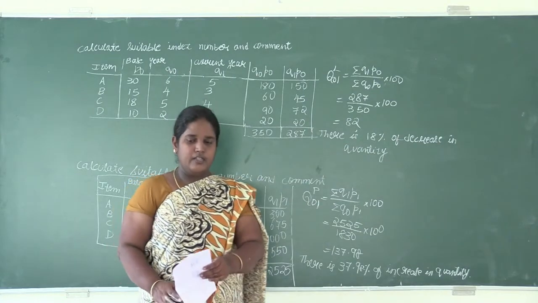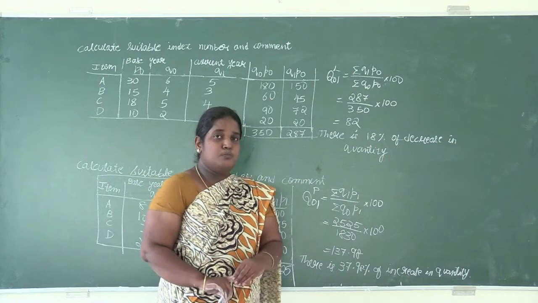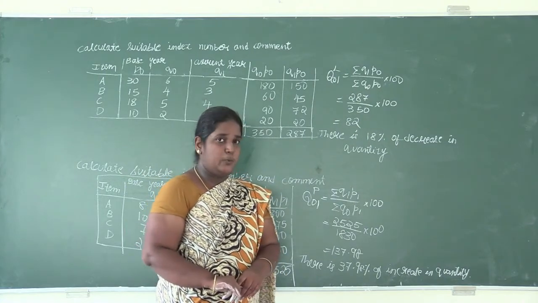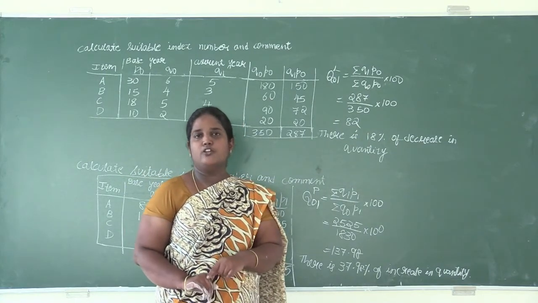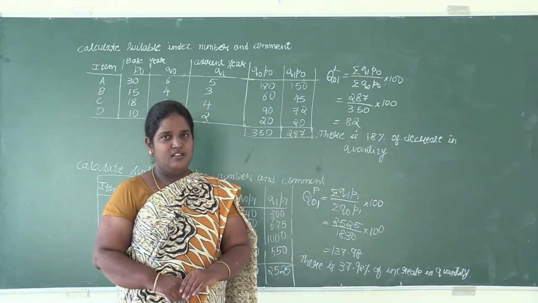So this is regarding the 10 marks and 5 marks problem. We have 2 marks based on this method, that is the weighted aggregative method, similar to that of the price index number. That 2 marks problem will continue in the next class.